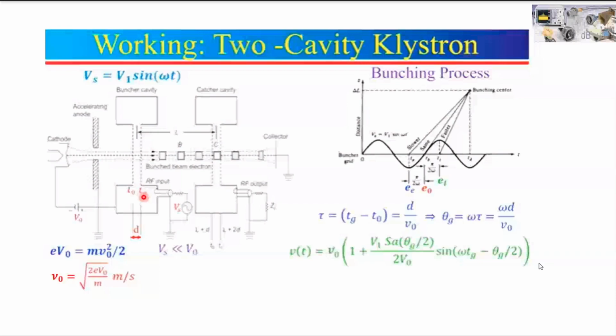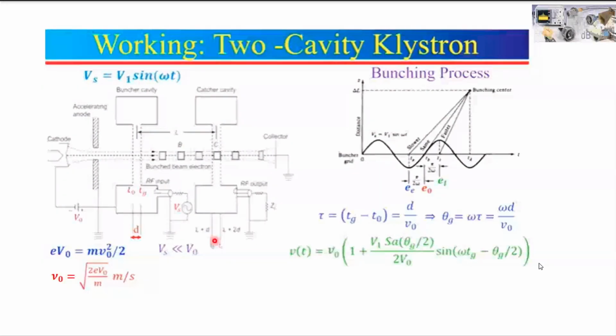Then what will be the transit time? The transit time is given by tau, and tau is nothing but Tg minus T0, entering to leaving. What is the transit time? Nothing but Tg minus T0. And the gap you are seeing here is D. The distance between this gap, the cavity gap, is D. Let us say the gap of this cavity is D.